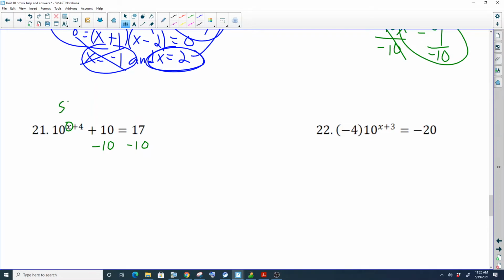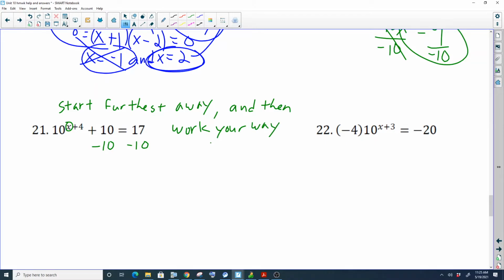So kind of start furthest away, and then work your way to x, to solve for x. Okay, so we're going to minus 10. So 17 minus 10 is just 7. Then we have 10 to the x plus 4.